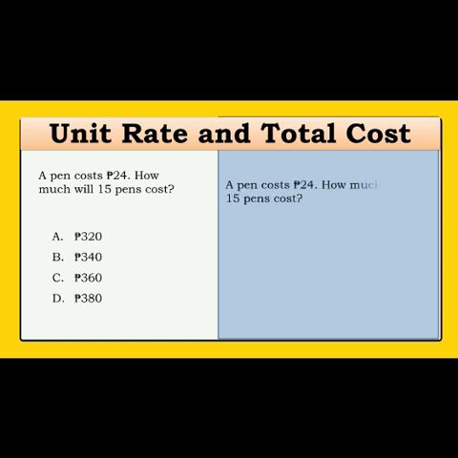Alright, let's solve. A pen costs 24 pesos. This means that 1 pen is 24 pesos, and this is our unit rate. How much will 15 pens cost? So to solve this problem, we're just going to multiply 24 times 15, and it gives the answer of 360. And our answer is letter C, 360 pesos.